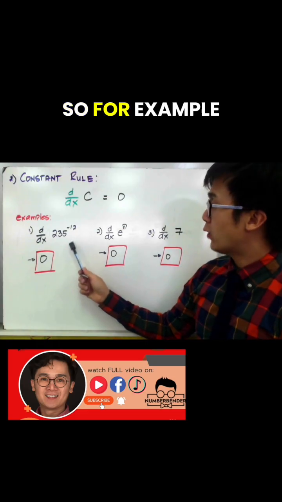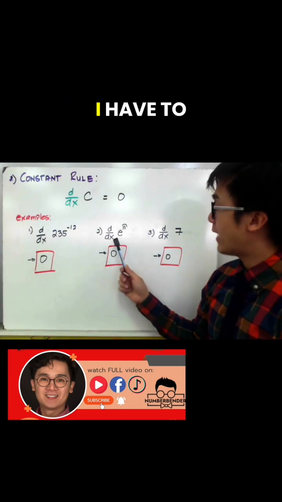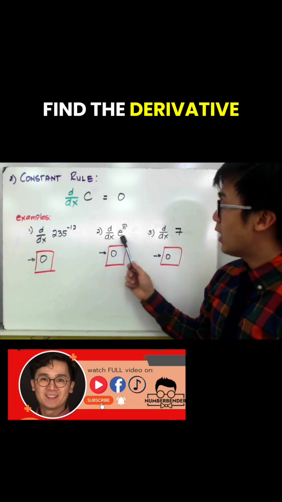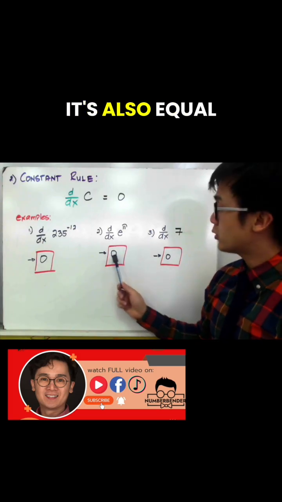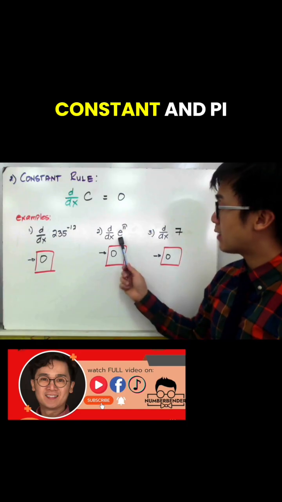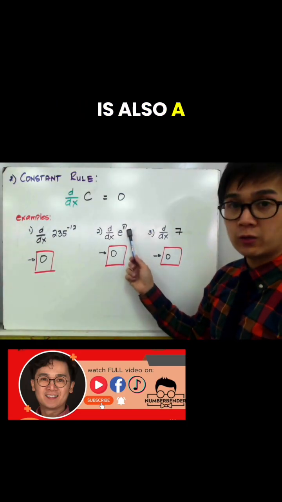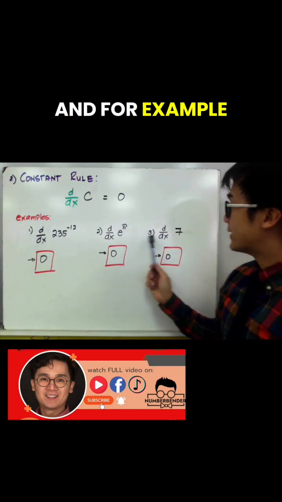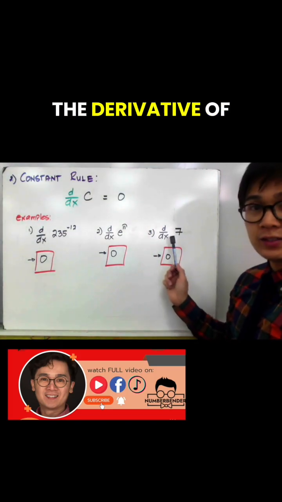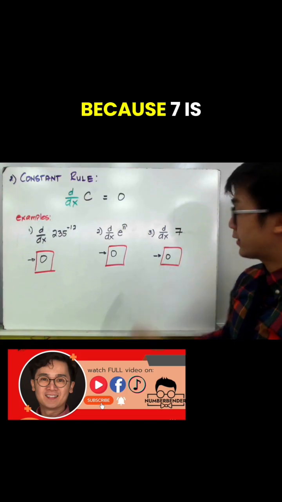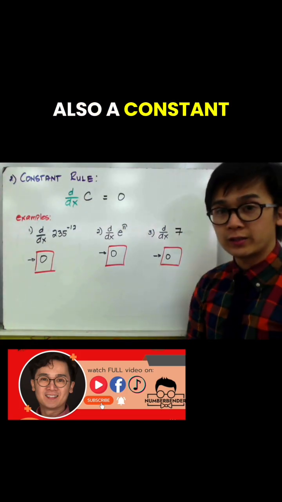So for example number 2, if I have to find the derivative of e raised to pi in terms of x, it's also equal to 0 because e is a constant and pi is also a constant. And for example number 3, if I have to find the derivative of 7, the derivative of 7 is equal to 0 because 7 is also a constant.